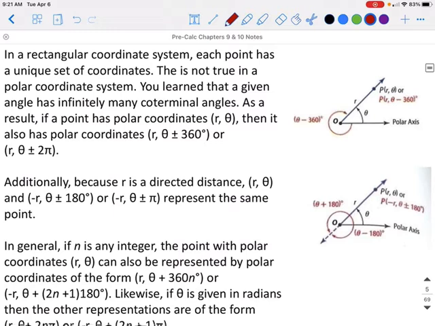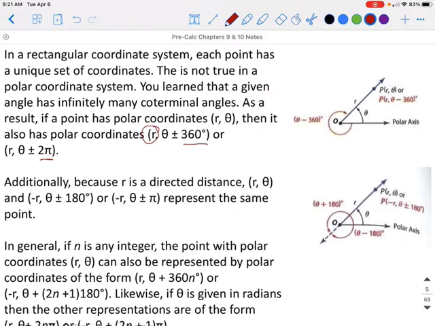In a rectangular coordinate system, each point has a unique set of coordinates. This is not true in the polar coordinate system. There are infinitely many coterminal angles, so we can have multiple angles that actually locate us in the same place. So to find coterminal points, if it's in degrees, your r value stays the same, and you take your angle and add or subtract 360. If it's in radians, you can add or subtract 2 pi.